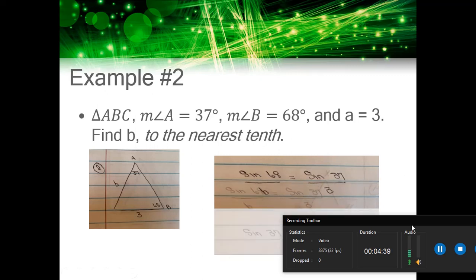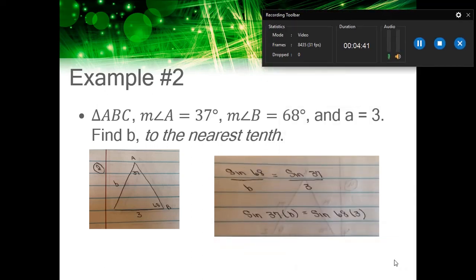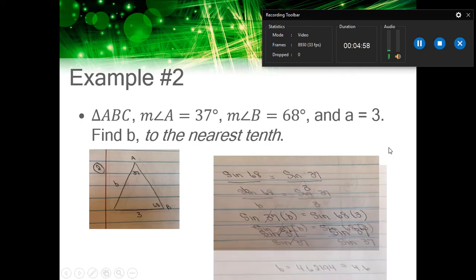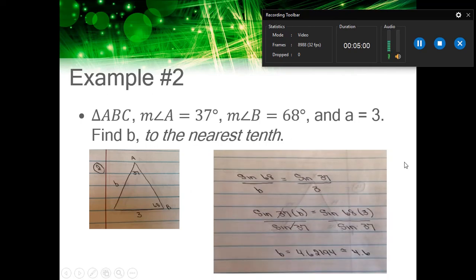We're going to cross multiply. And then to get B all alone, we'll divide both sides by sine of 37. And again, you can just put this right into your iPad in fraction form. If you want to get a decimal equivalent right away, tack a decimal onto the 3, and there it is, rounded to the nearest tenth.